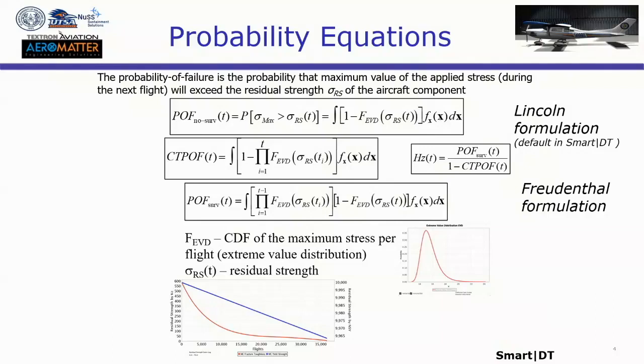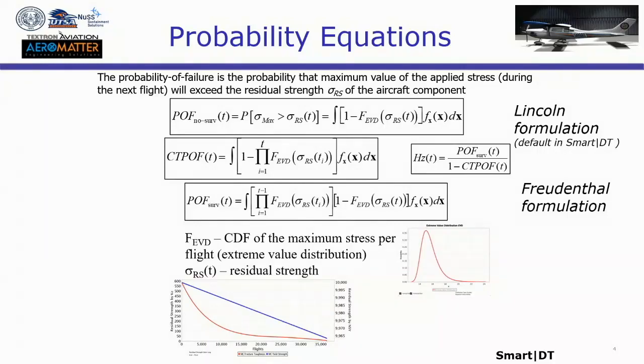So the maximum load is a distribution that is based on the load history of your airplane, and the residual strength is a function of your geometry, your crack size, your material properties and so on, just as we do in the damage tolerance analysis. Then we can use the information of the loading and compute this as an integral of 1 minus the probability that the residual strength exceeds the extreme value distribution, and this x just represents all the different random variables, okay?